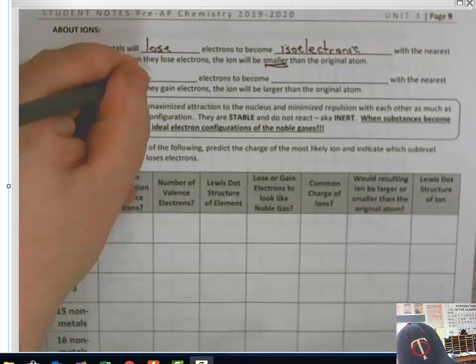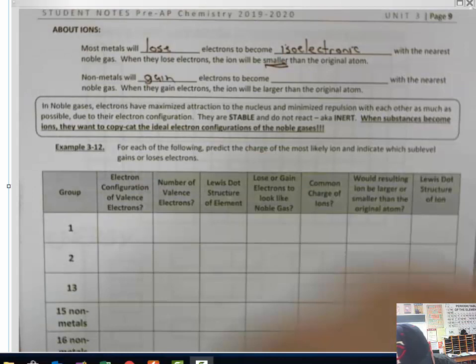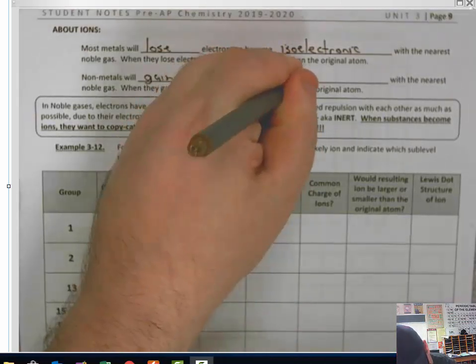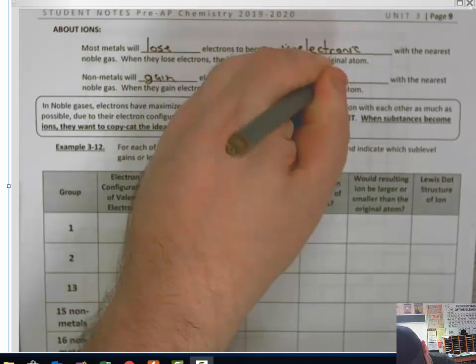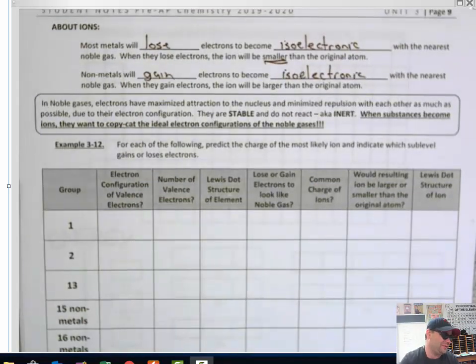Nonmetals will gain electrons to become isoelectronic, meaning they have the same electron configuration as the nearest noble gas.